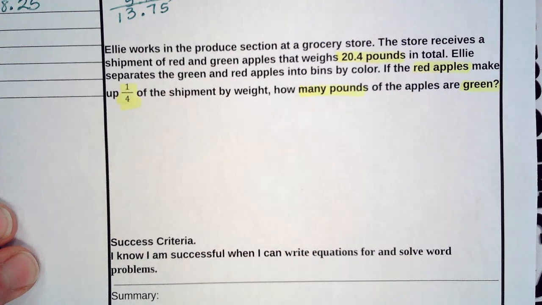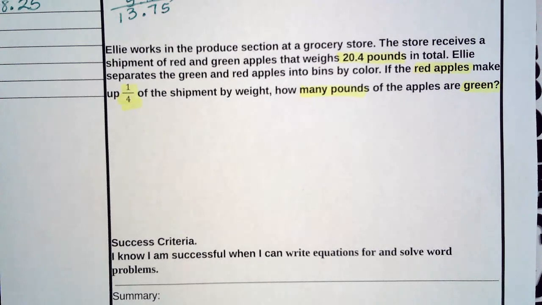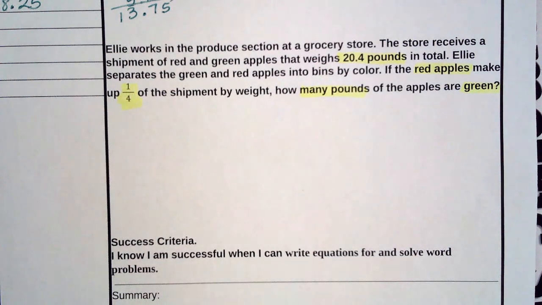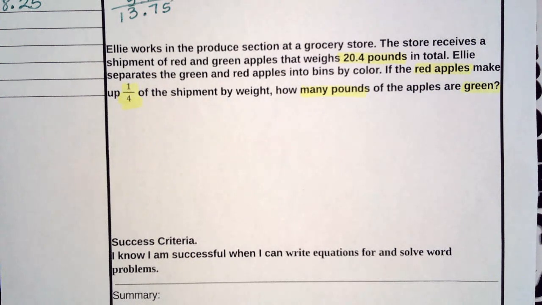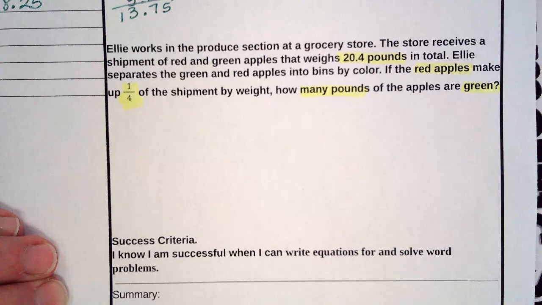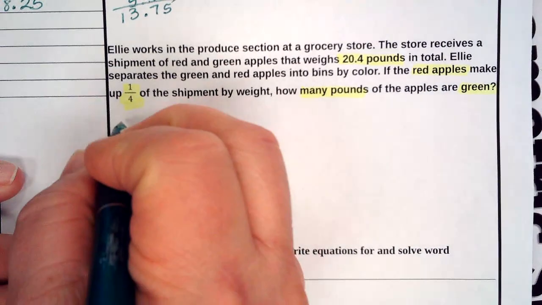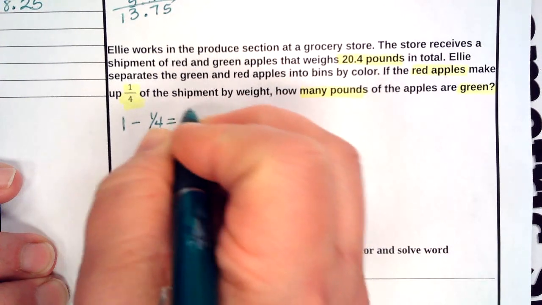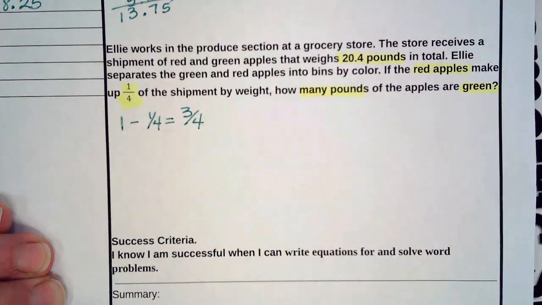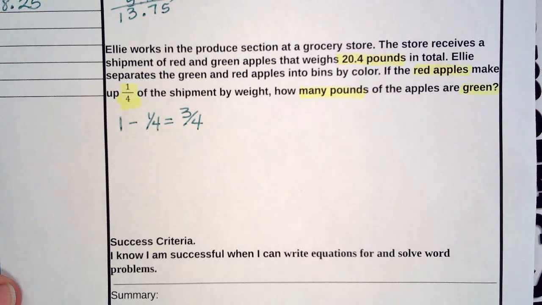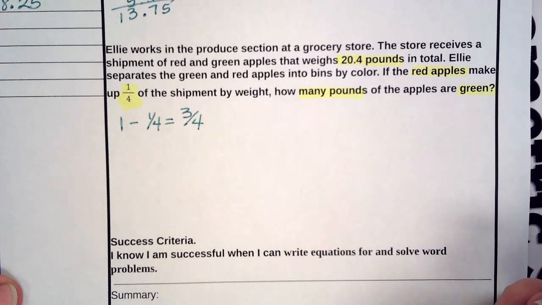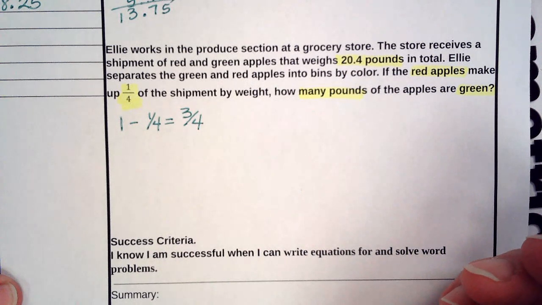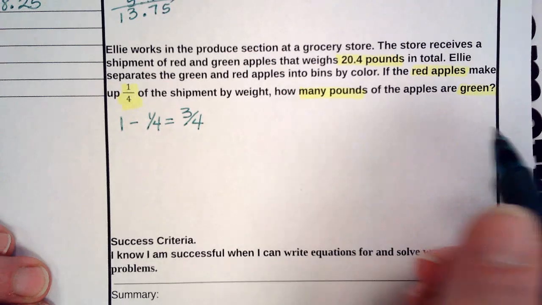Okay, so as we're thinking about this, there's different ways we can do it. We can figure out what 1/4 of the total is and subtract it from the total. Or we can think, if 1/4 are red, what fraction are green? So if we take 1 minus 1/4, which are the red ones, then we end up with 3/4 of the total being green. So we know the total is 20.4 pounds. What is 3/4 of 20.4?